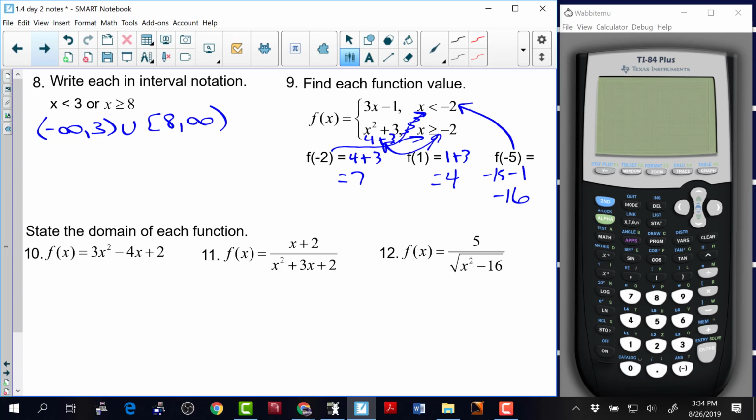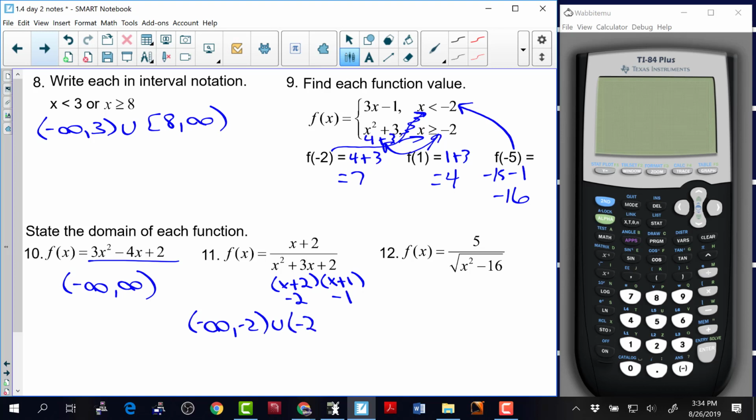State the domain of each. There are no radicals, no denominators, no problems. Negative infinity to infinity. This one, we have x plus 2 times x plus 1. So we have to skip over negative 2 and skip over negative 1. So negative infinity to negative 2, negative 2 to negative 1, negative 1 to infinity.